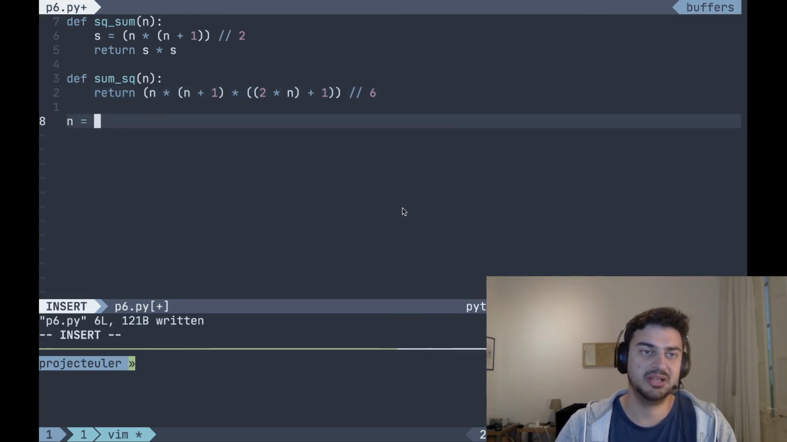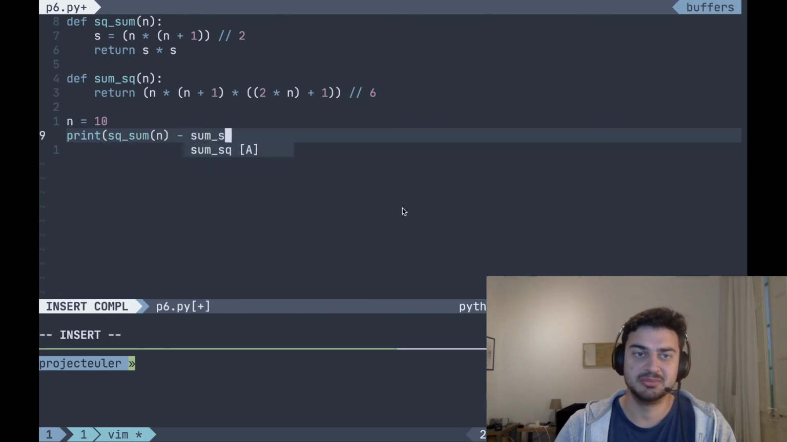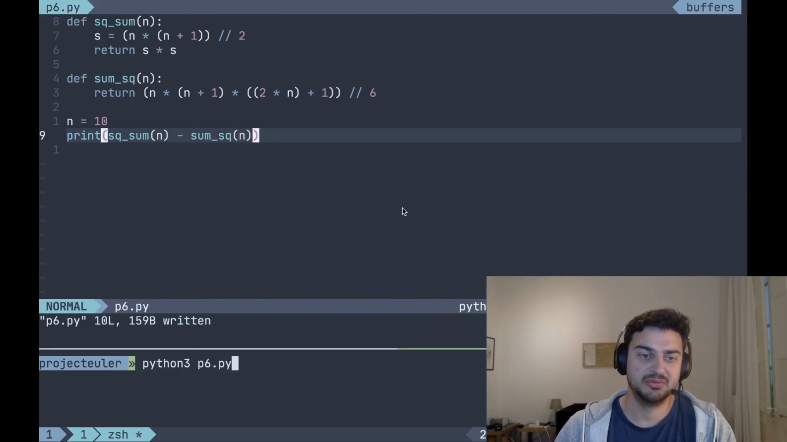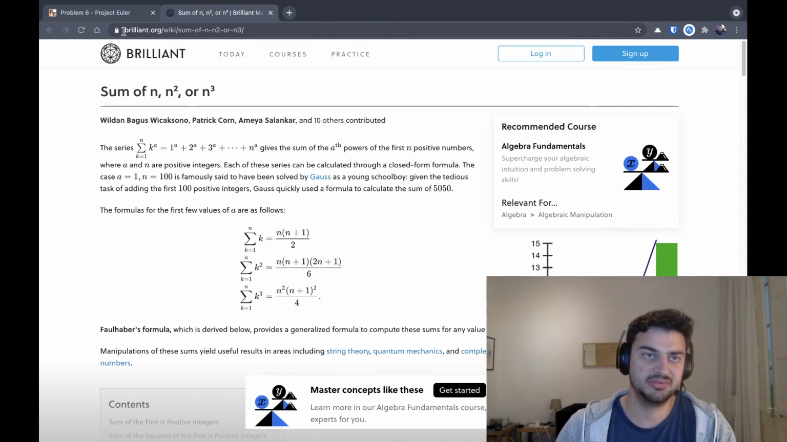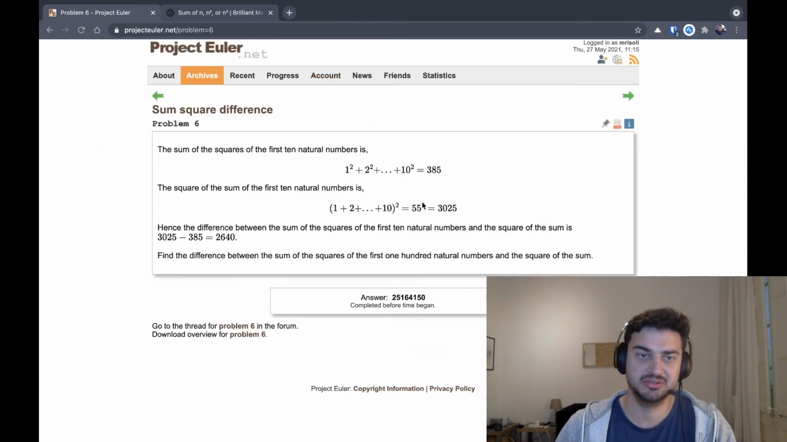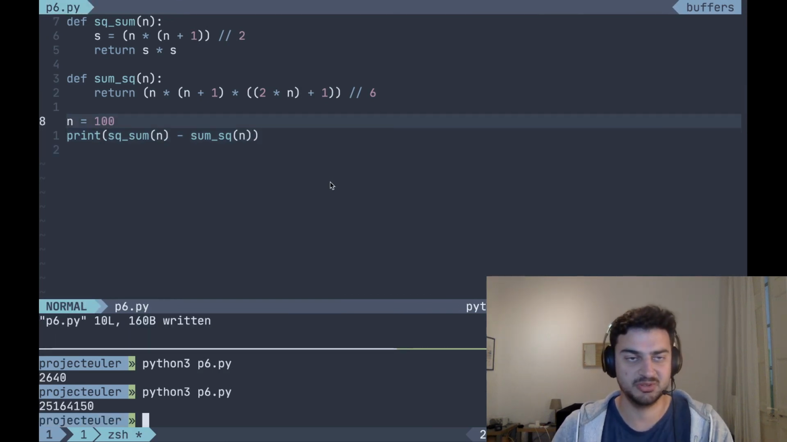So for the rest, we would have n equal to something like 100. We can do 10 first instead, just to test it out. And the idea here is to have the square of the sum of n minus the sum of the square of n. And if we were to run it here, we get 2640, which is correct. So we can just do it for 100 instead, and we get the correct response.